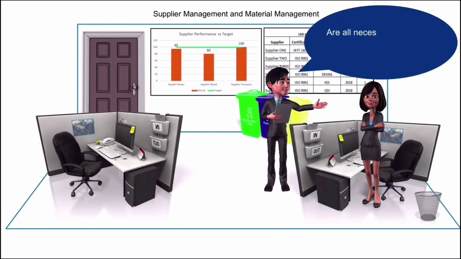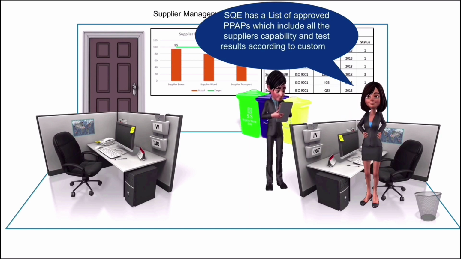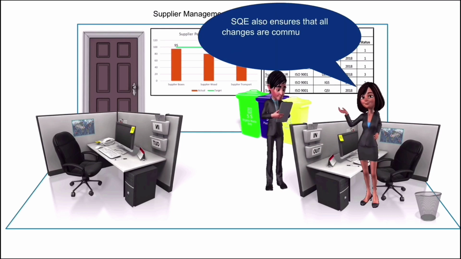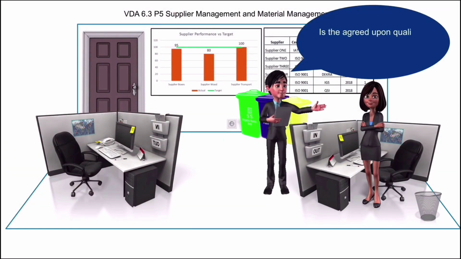Are all necessary releases available for the purchased products and services? SQA has a list of approved PPAPs which include all the suppliers' capability and test results according to customer requirements. Supplier quality also ensures that all changes are communicated to the supplier to request and release the new PPAPs. Is the agreed upon quality of purchased product and service ensured?